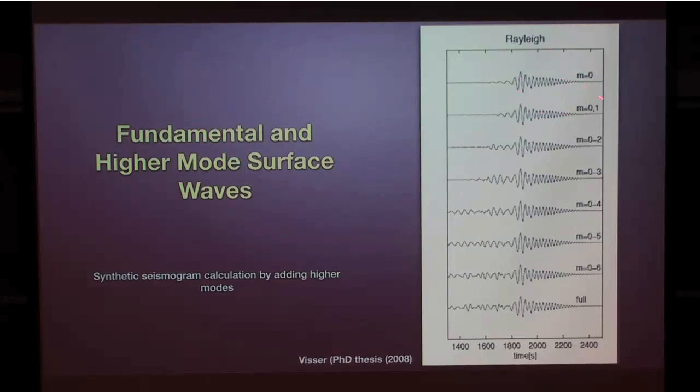So this is an example from the Visser PhD, where we see the fundamental mode synthetic Rayleigh wave. This is a synthetic based on the fundamental and first overtone, 0 to 2, 0 to 3, and so on. And so you see as you increase the number of higher modes, you get more and more detail in the seismogram. But then at some point, there's not so much difference anymore. So the higher you go in the order of the mode, the more difficult they are to separate.